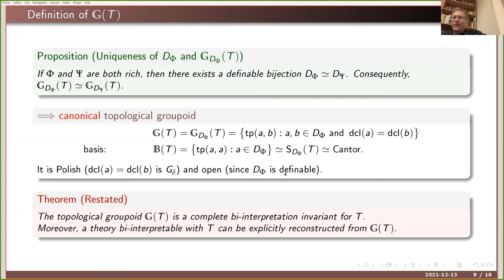Anyhow, it's already non-trivial. I just tell you how to construct the theory, how to reconstruct T. Explicit in that sense. It's not magic that if they are equal, they are equal, and if they're distinct, they're distinct. I actually tell you how to construct something that's bi-interpretable with T. Okay.